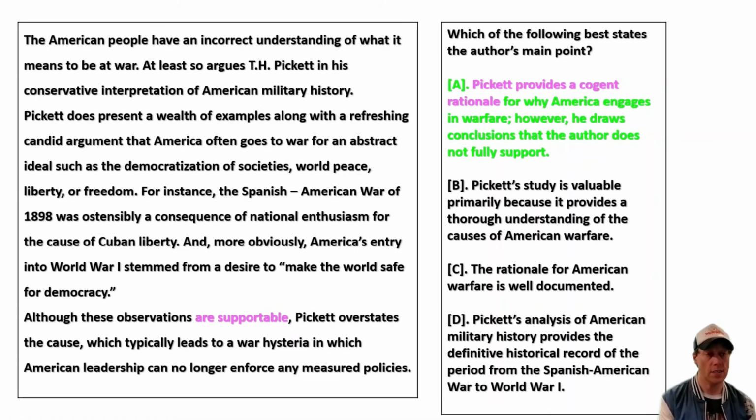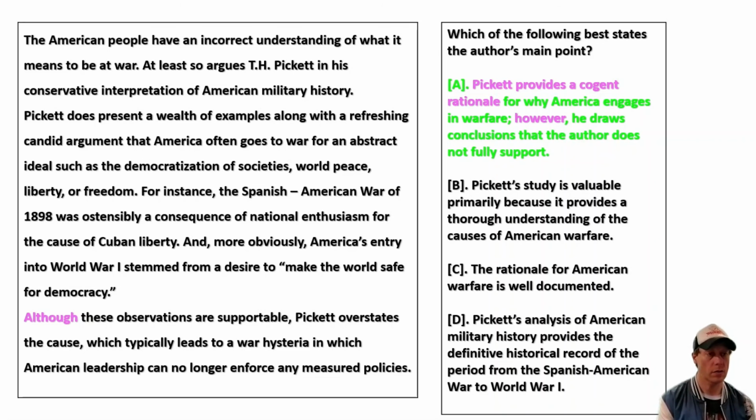First of all, it says Pickett provides a cogent rationale. That is synonymous with his observations are supportable. He supports his arguments, so they are rational and cogent. Cogent means he has supported them with some evidence. And the conjunction however and although, okay, those are synonymous, so they are related to each other.